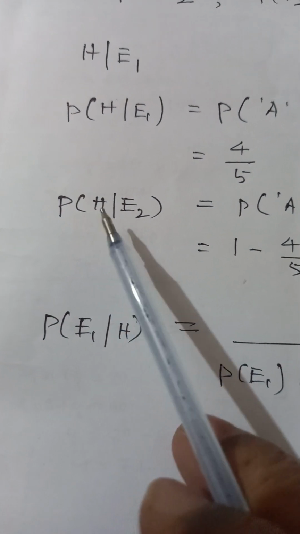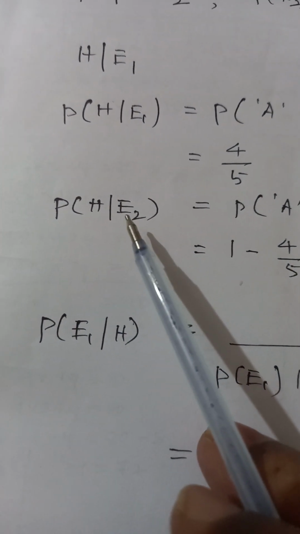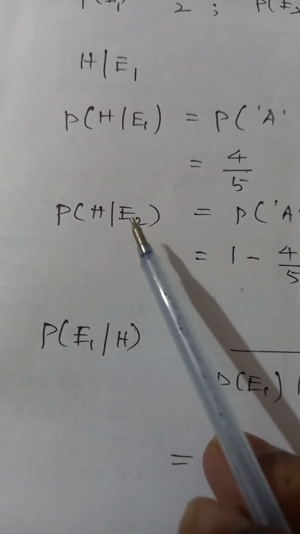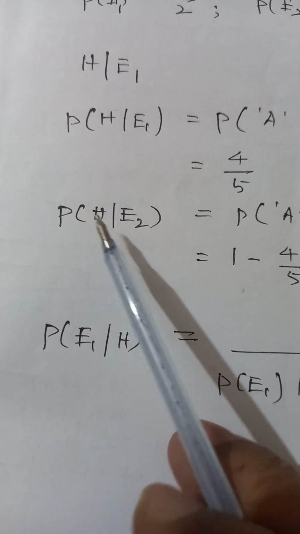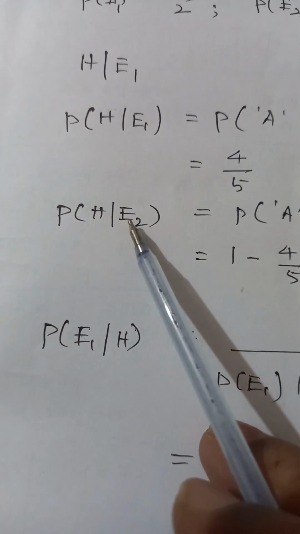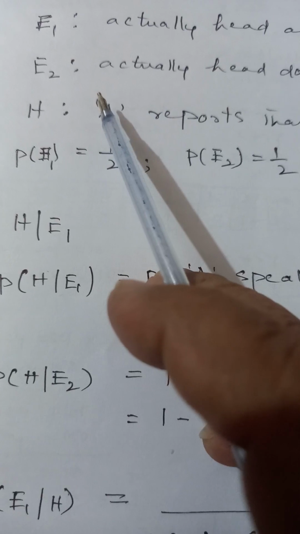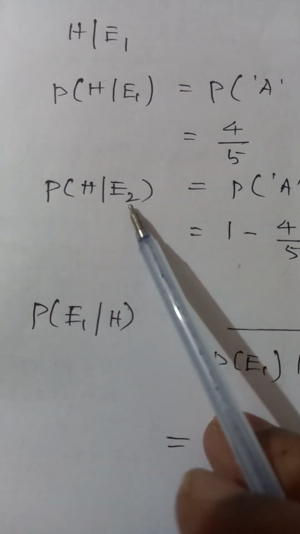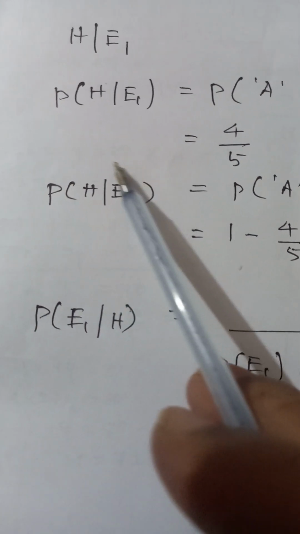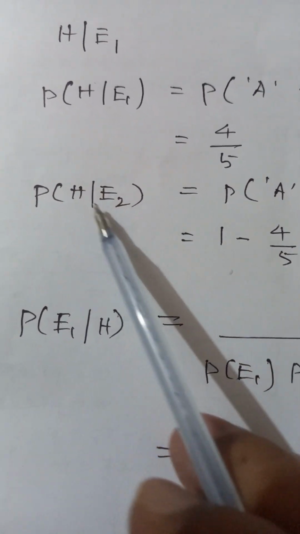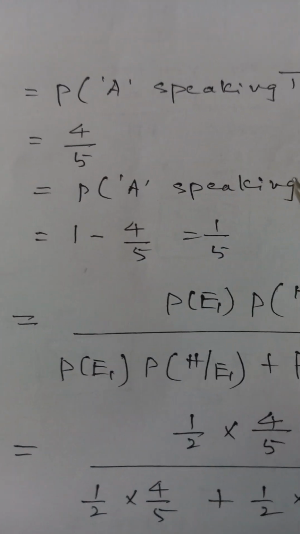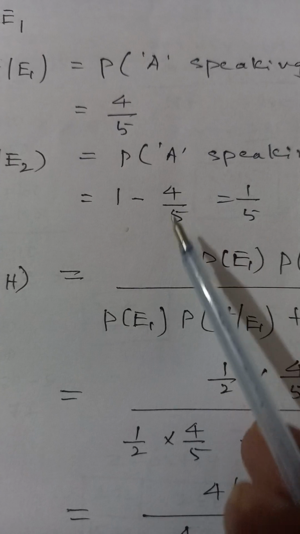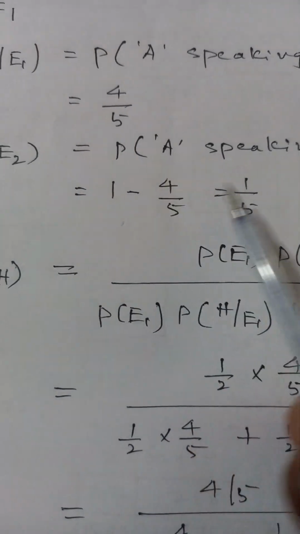Now, P of H bar E2. What is E2? Head actually does not appear. Look here. A reports head appears when actually head does not appear. When head actually does not appear, he says head appears. He is telling a lie. That is, he is speaking untruth. The probability of speaking untruth is 1 minus 4 by 5. You can calculate, that is nothing but 1 by 5.